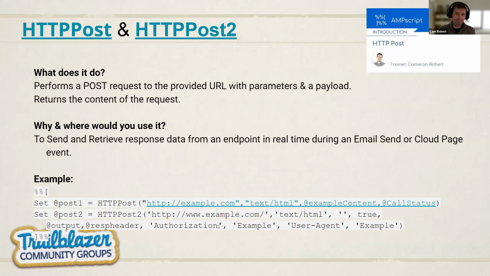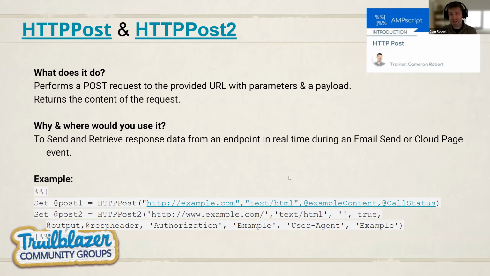So if you are doing a post which requires some authorization or some very specific headers to be put in, I very much recommend that you use post 2. That way you can specify the header value syntax. So the header of authorization, the value of example, the header of user agent, and the value of example. Post 2 is what I use a lot more than post 1, but again, you can use them both depending on what the API allows you to do that you're trying to connect to.